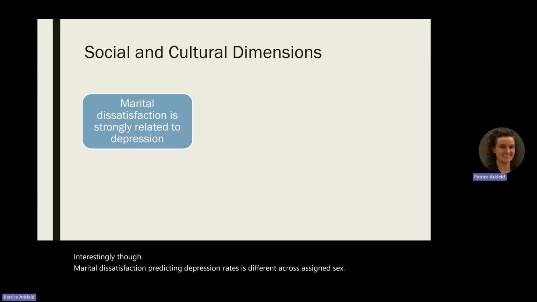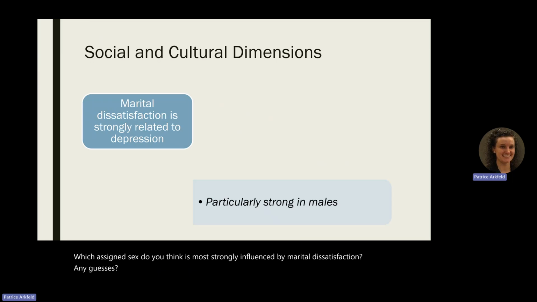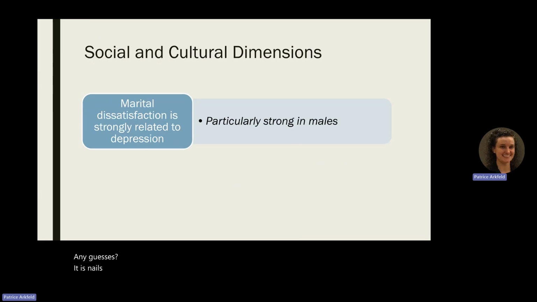Interestingly, though, marital dissatisfaction predicting depression rates is different across assigned sex. Which assigned sex do you think is most strongly influenced by marital dissatisfaction? Any guesses? It is males. Yeah. We find that the rates of marital dissatisfaction leading to depression is stronger for males than those who are assigned female.